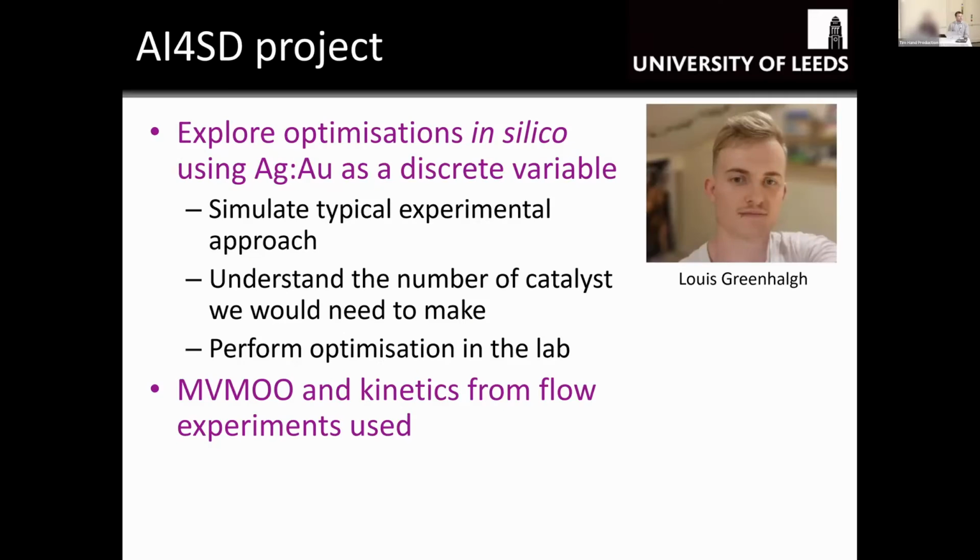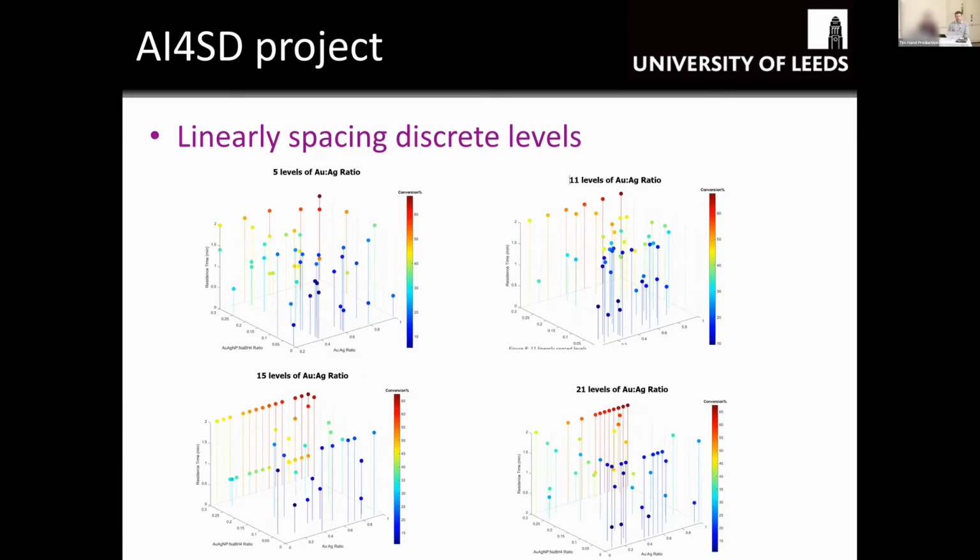optimizations in the lab. So to do that, he used this algorithm that we've developed in the group, and he used the kinetics from the system in flow that we'd already found. So the first thing he did was he took linearly spaced discrete variables from 0 gold to 100% gold in different levels. So he worked from 5 to 21 levels in different steps.